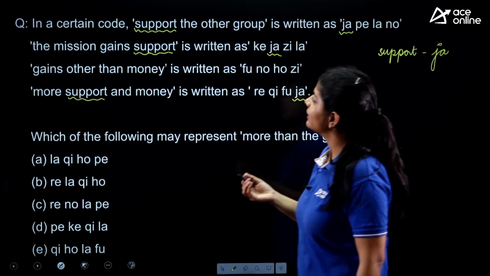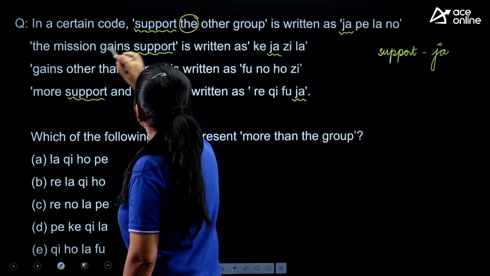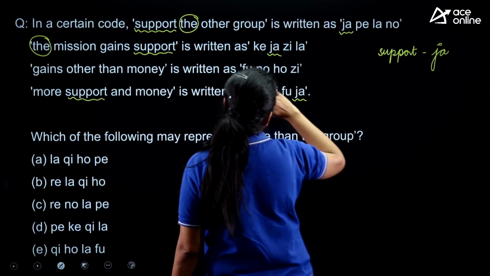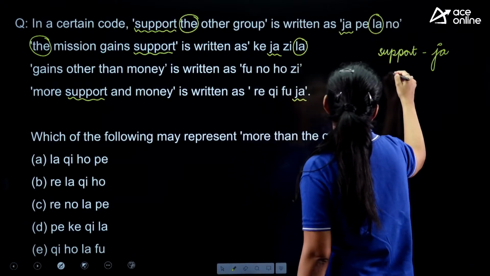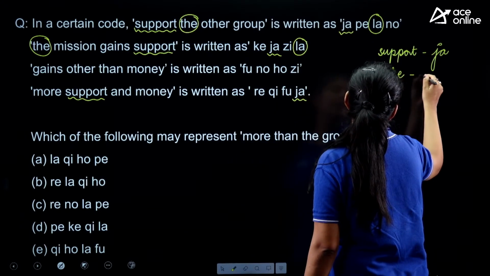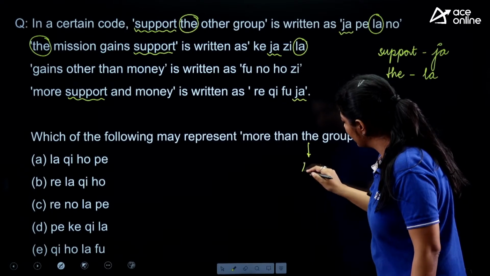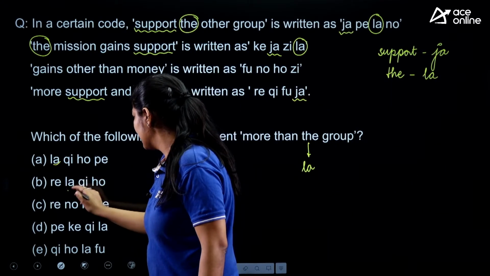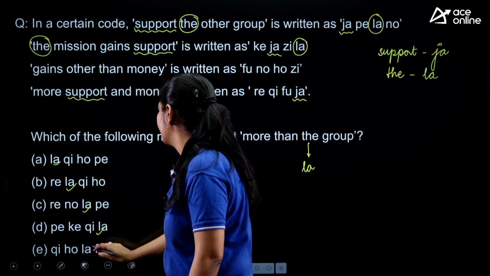Next, the next code that we are having is for the. Here we are having the, right? And the common code we are having is LA. For the we are having LA, right? So here we need one code as LA.